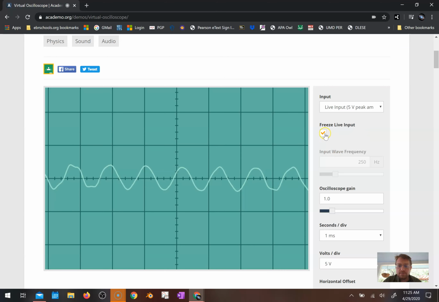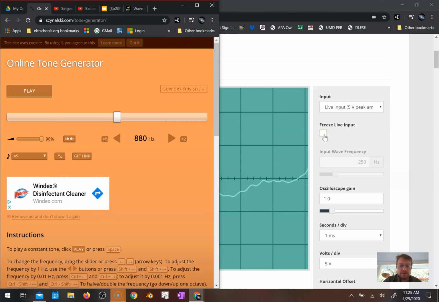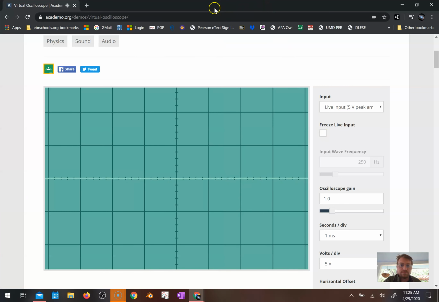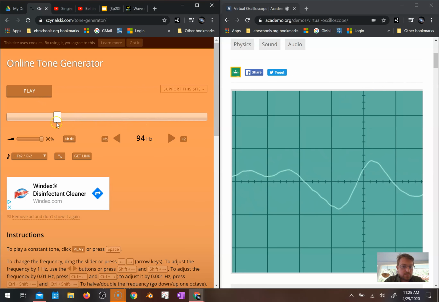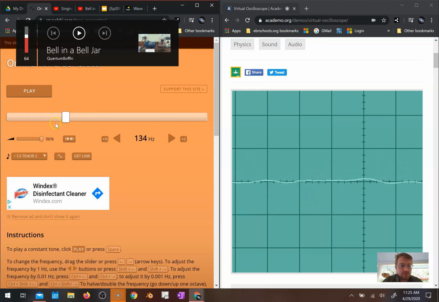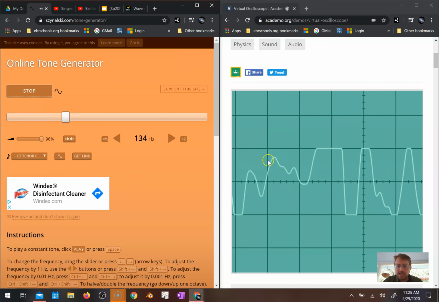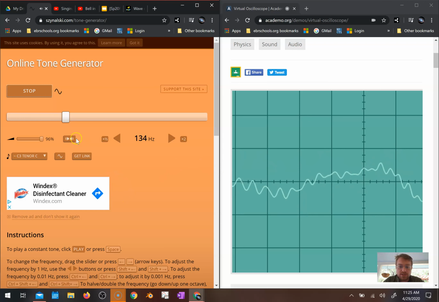I'm just going to keep it live and slide the sliding bar here from a really low pitch, which it's probably not going to detect too well. I'll have to turn the volume up. And then watch what happens in the oscilloscope that's graphing the wave as we increase the frequency or increase the pitch.